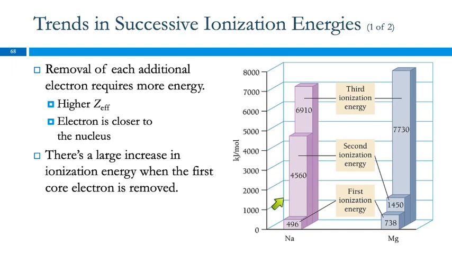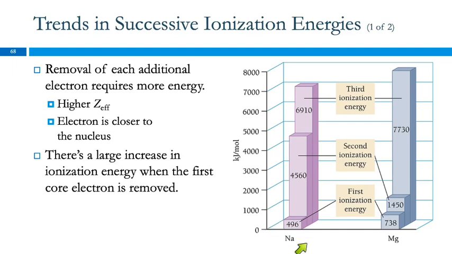What's interesting, though, is that we see this huge jump. So for sodium, the first one's around 500, and the second one's like 4,500 to remove. Whereas with magnesium, the first one is a little over 700, and then the second one is 1,400. That's only about double, right? And this is almost 10 times as much. Shouldn't there be kind of a rough pattern there?